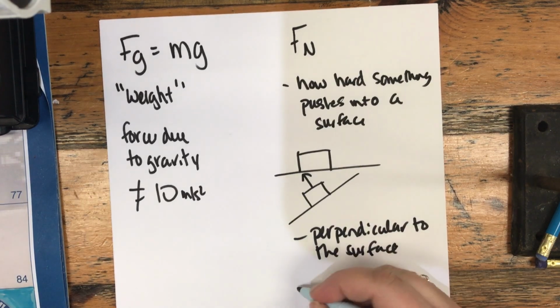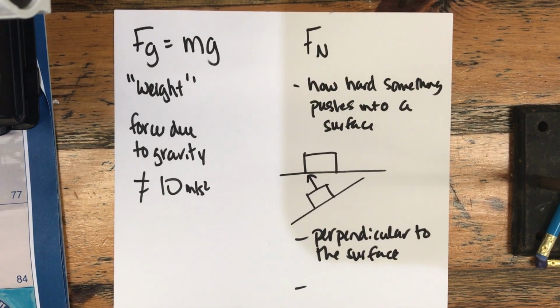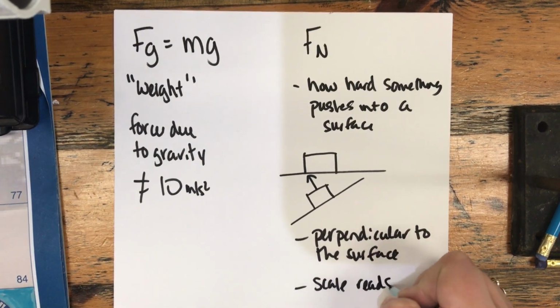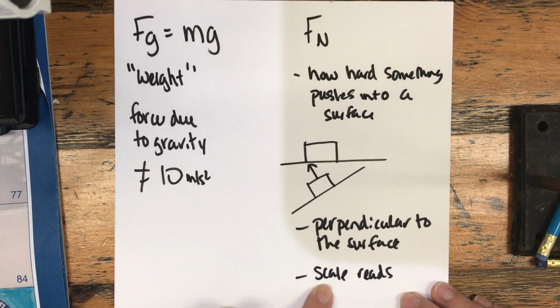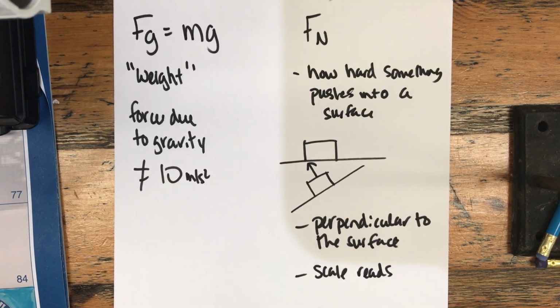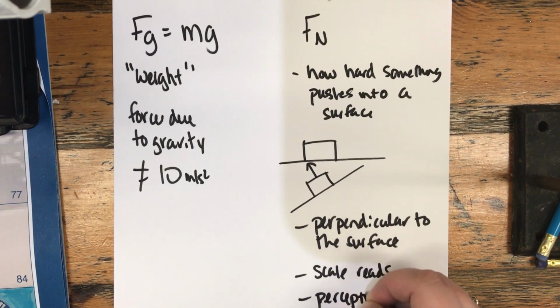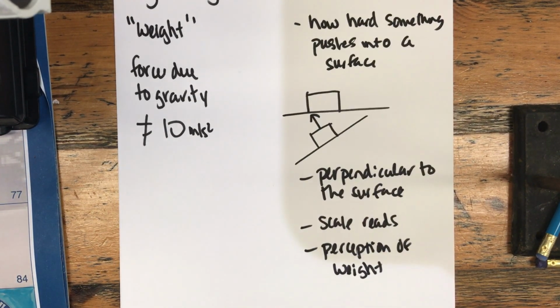All right. It is also what a scale would read if you're just sitting still. So it's what a scale reads, right? But if you're accelerating, the scale would actually change, right? So normal force really is what a scale reads. It's also your perception of your own weight. So you feel your weight because you're pushing down into the seat that you're sitting on.